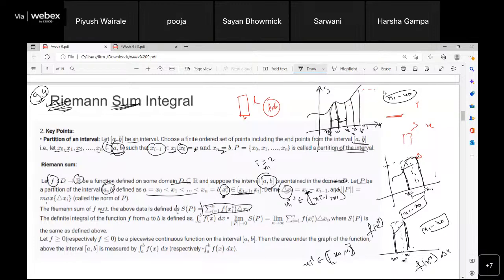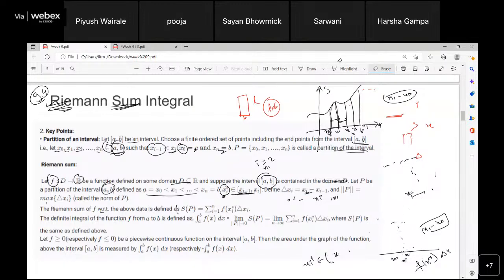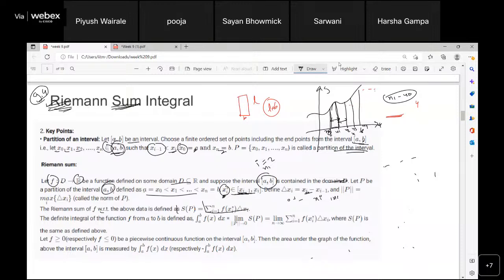That is the concept of the Riemann sum. Now suppose I have this interval. Let me erase this part. If I have a graph, I am dividing it into different intervals, finding out the area of each interval and summing it up. So this is basically the Riemann sum integral.